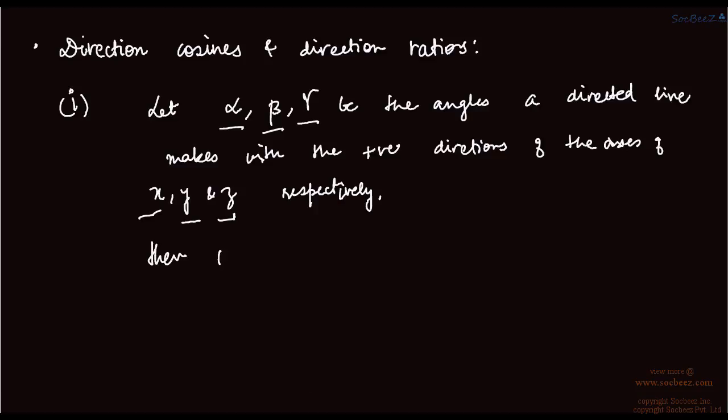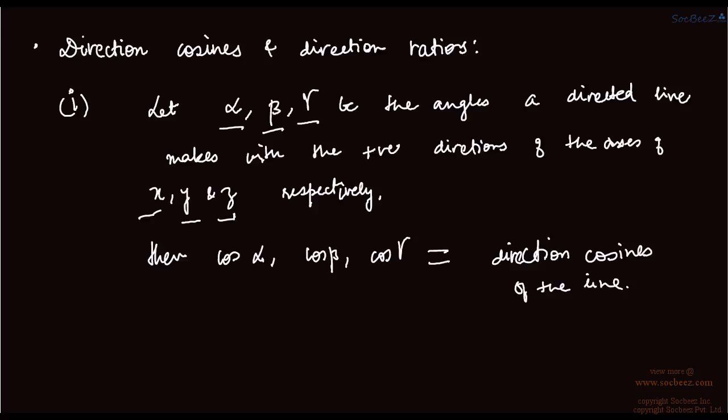Then cos alpha, cos beta and cos gamma are called the direction cosines of the directed line, as we have taken the cos of angles. These direction cosines are usually denoted by L, M and N. So L is equal to cos alpha in this case, M is cos beta and N is cos gamma. So these are the direction cosines.